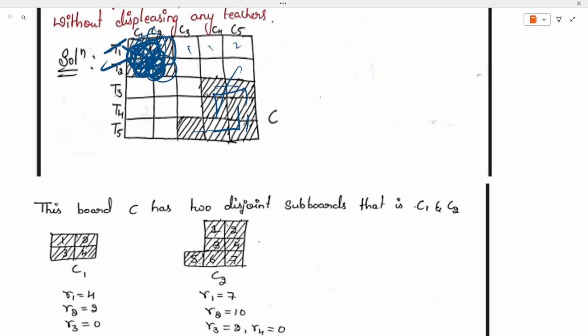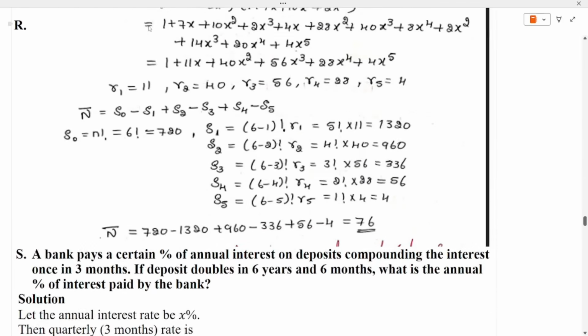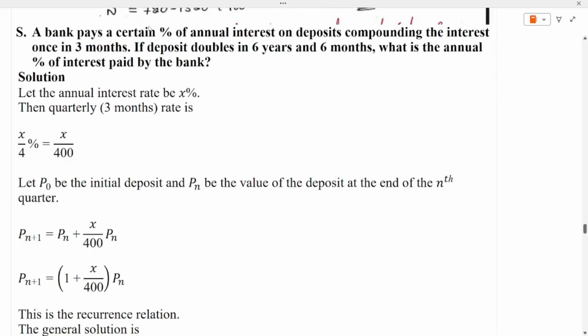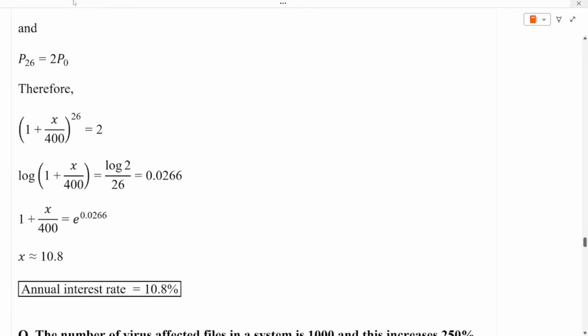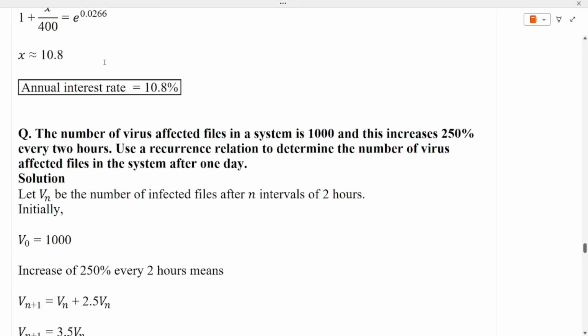Next is about the 4. 4 you cannot form, so it is 0. Disjoint support, then you'll be solving the same way. And this is also again a bank-based interest problem, and if you have 4%, they have said how many percent will be there, and if you take the quarterly rate as x by 4, that is x by 400, Pn plus 1 will be Pn plus x by 400 into Pn only you'll be adding, and the general solution you'll get, and the log you'll be using and solving.